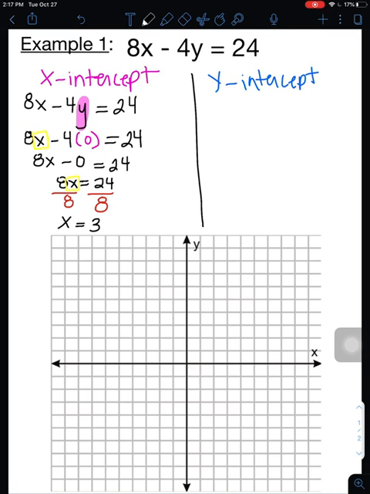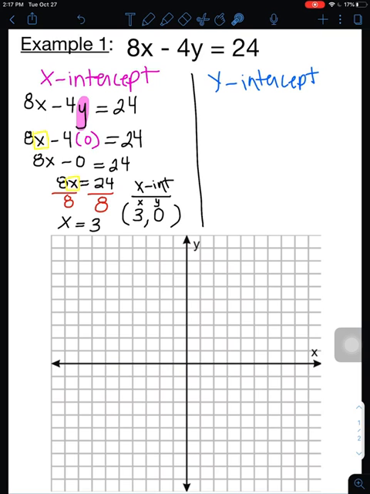Therefore, my x-intercept is going to be 3, 0. That's the form that we always want to express our x-intercept. So we know this is our x value and our y value. Remember that we plugged in 0 for y. That's why we have 0 here. And we found that x is 3. So that's why this is our x-intercept.